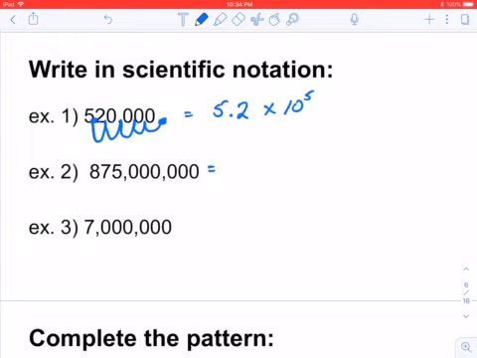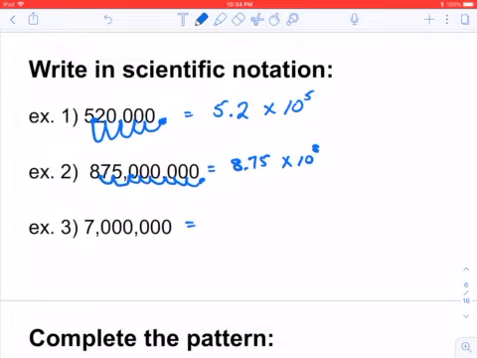So if we have this number, 875 million, our decimal would be here. Since it's a whole number, we're going to move over 1, 2, 3, 4, 5, 6, 7, 8 times, because we want to land between the 8 and the 7 to make 8.75. That's a number between 1 and 10. And then it's going to be times 10 to the, we've got 8 places, so 10 to the 8th.